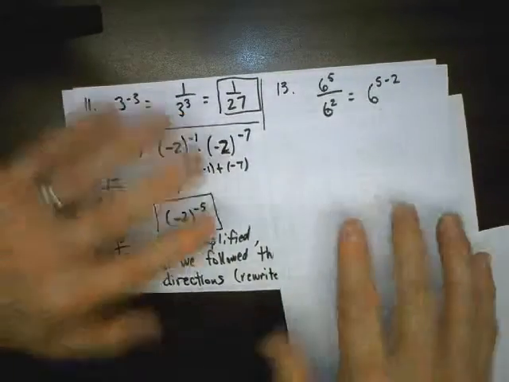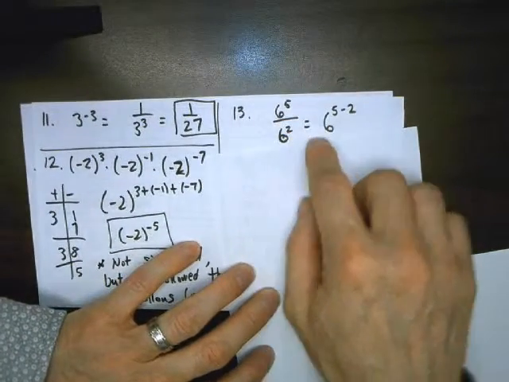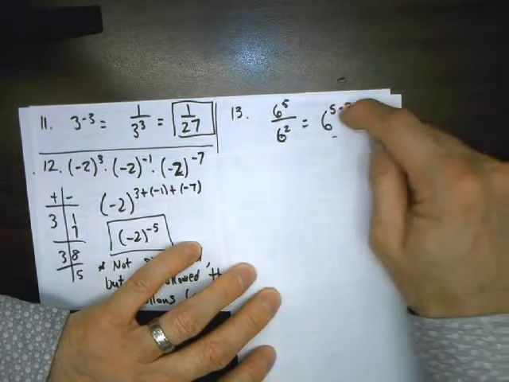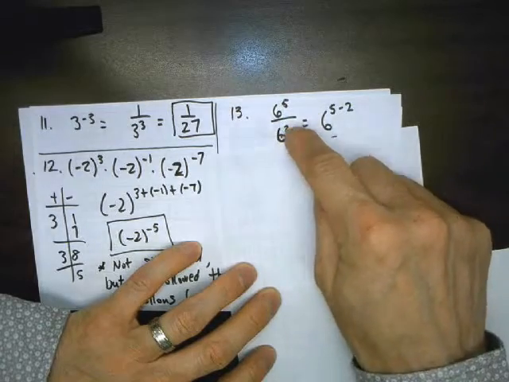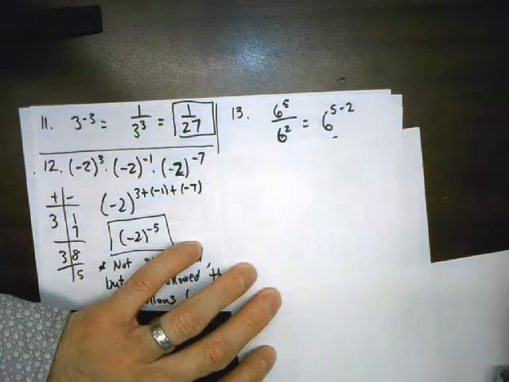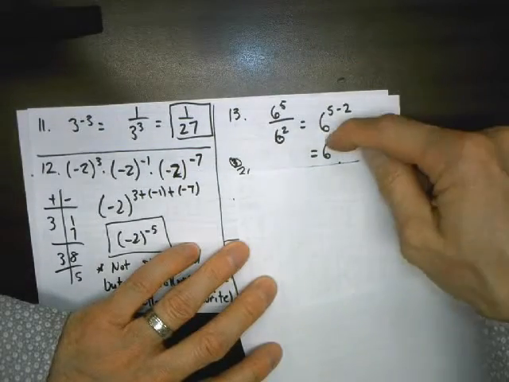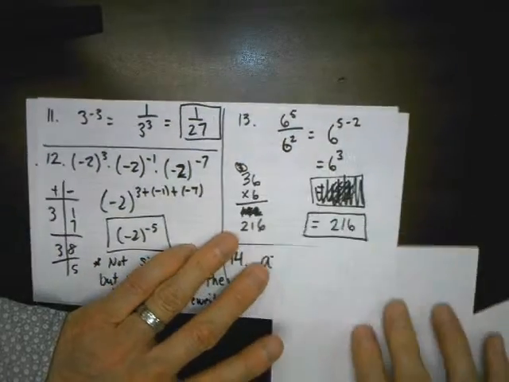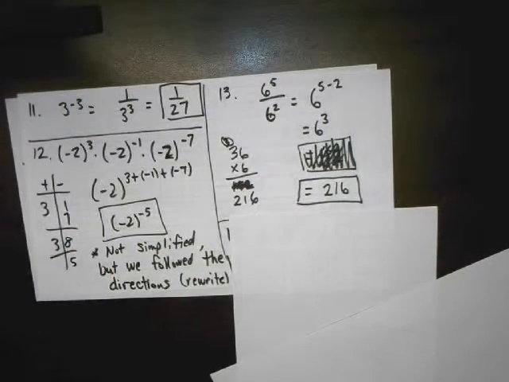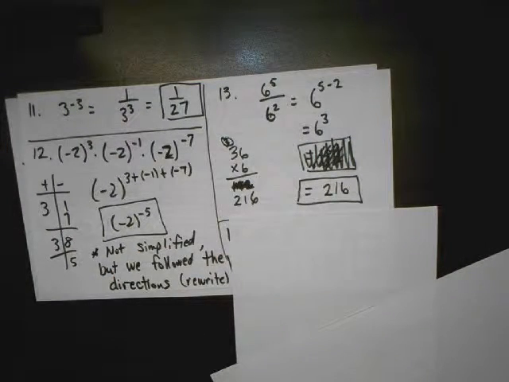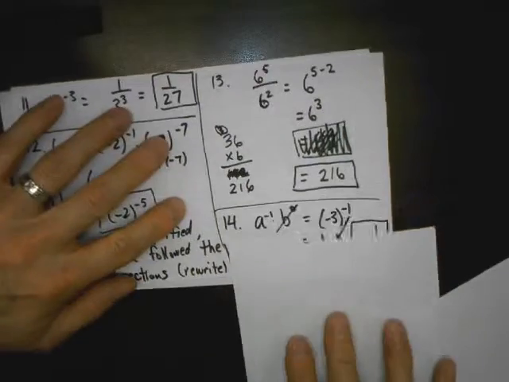13, they do say simplify. So for this, when I'm dividing powers of the same base, I copy the base, subtract the exponents. Remember, it goes top minus bottom. Can't go bottom minus top, even if the bottom is bigger. So I got 6 to the third. I don't have to flip it this time because I don't have a negative exponent. But I do have to multiply those numbers because it didn't say rewrite. It said simplify.